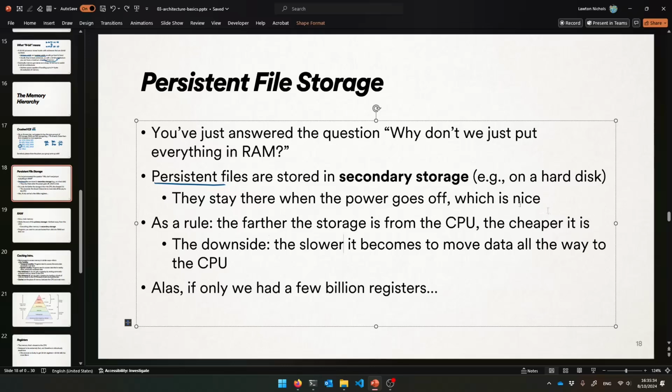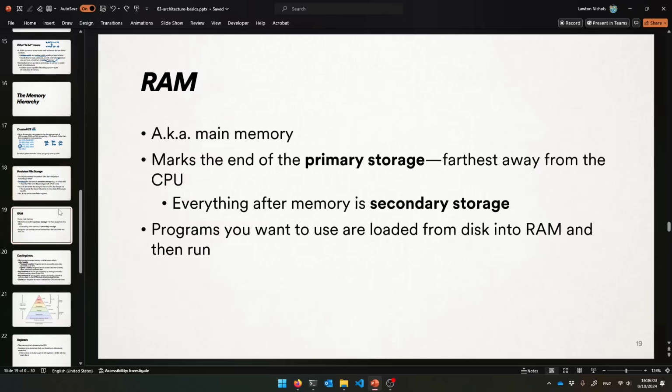The downside of buying a spinning hard drive for $32 is it's slower to get that data into main memory and into a register, because you have to have that hard drive spin and send things slowly across wires. If only we could just have a few billion registers, then we wouldn't even need RAM. Everything's close and quick. So we'll talk about the hierarchy more. We're just building up to it.